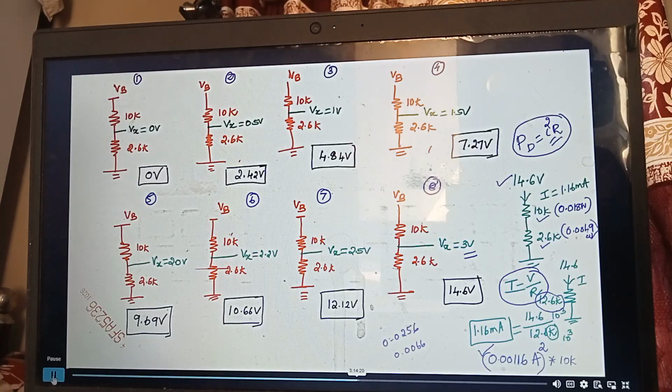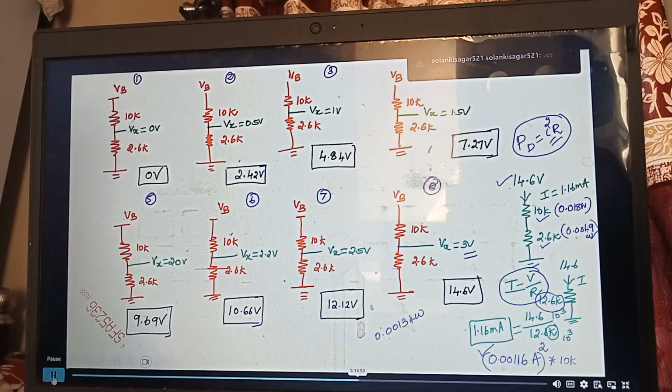0.00116 into 0.00116, into the resistor value of 10K, 10,000. So it is coming around 0.00134 watts. Is it correct, everyone?